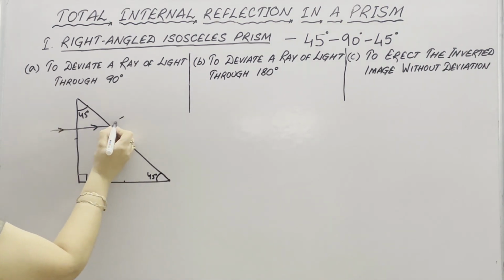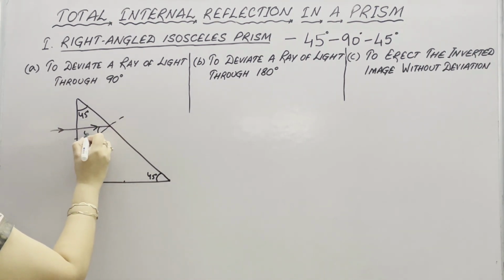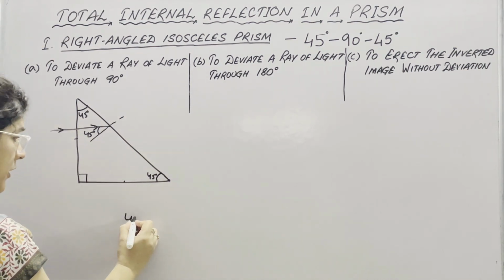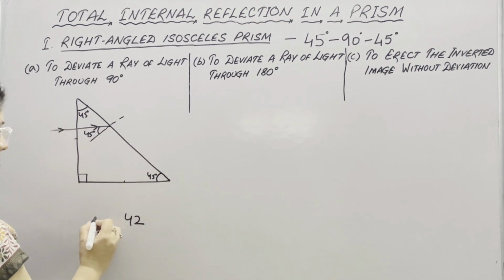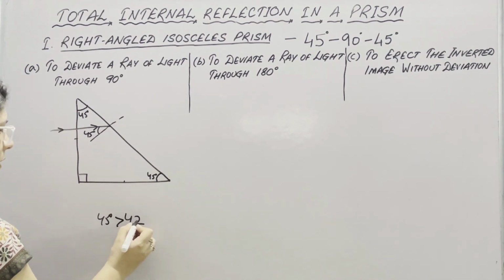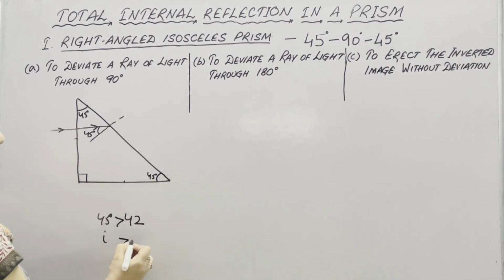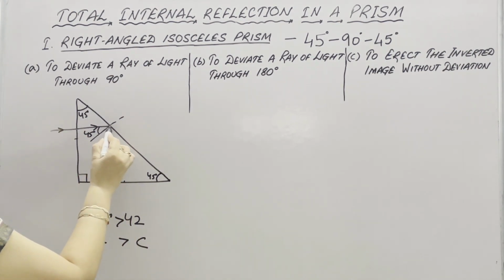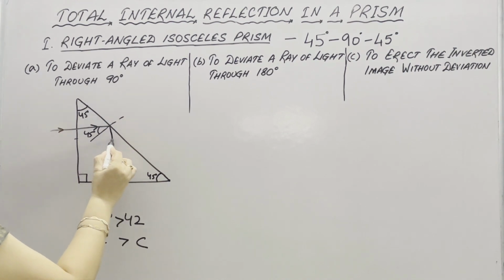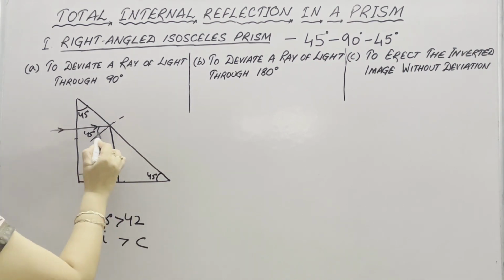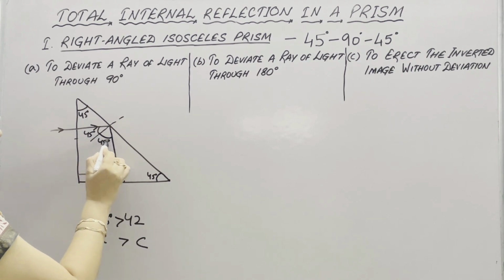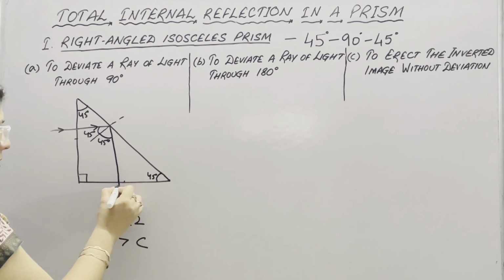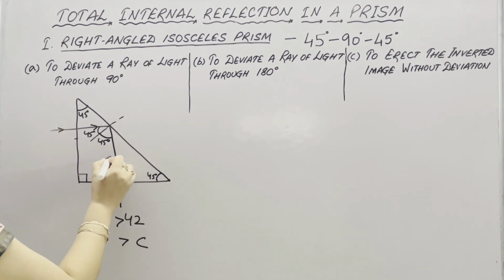When it strikes this surface here, it makes an angle of 45 degree with the normal, and we know that critical angle for glass air interface is 42 degree and 45 degree is greater than 42 degree. It means angle of incidence is greater than critical angle. So ray suffers total internal reflection inside the prism and ray is bending towards the base of the prism, making an angle of again 45 degree with the normal. Because it is striking at an angle of 90 degree, it passes undeviated here also.